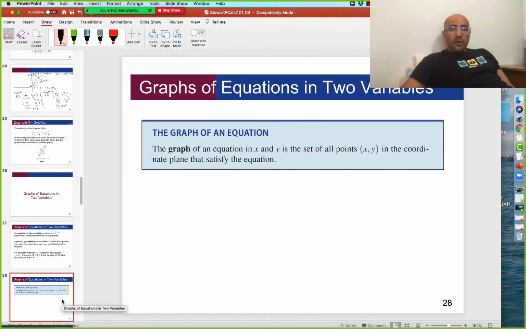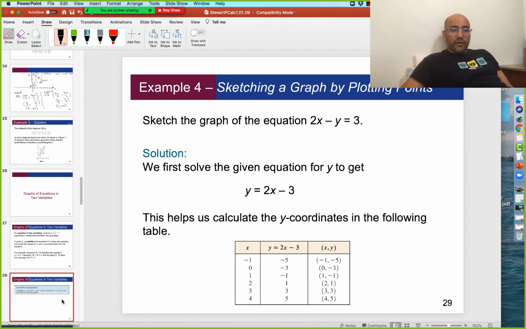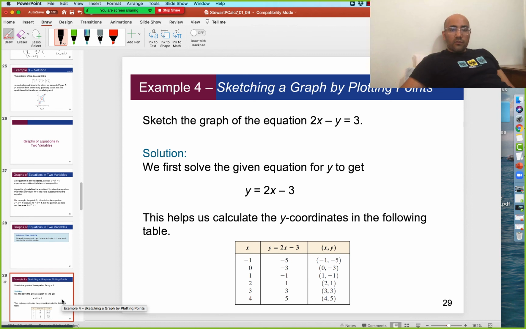Okay, so the graph of an equation in x and y is the set of all points (x, y) in the coordinate plane that satisfy the equation. Okay, we know that. Sketch the graph of the equation 2x minus y equals 3. Okay, so how do we work with that?